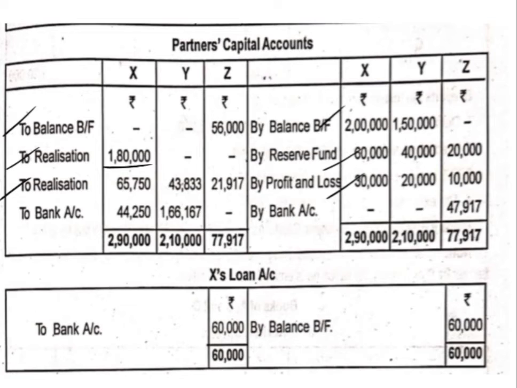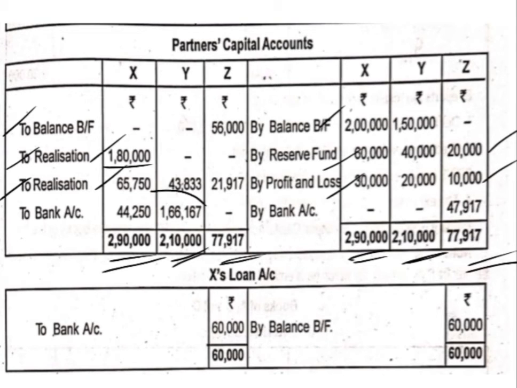In case of X, credit side is more, 2,90,000. The same total is written here. After deducting the plan taken over and realization loss, still there is a balance of 44,250 which represents surplus capital. Okay. In case of Y also, total of credit side is more, 2,10,000. The same total is written here. When you deduct the realization loss, there is a balance of 1,66,167. But in case of the last partner, debit total is more, 77,917. The same total is written here. When you deduct 20,000 and 10,000, the remaining balance would be 47,917 in the credit side.